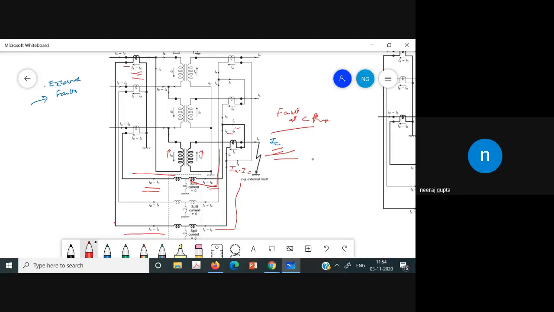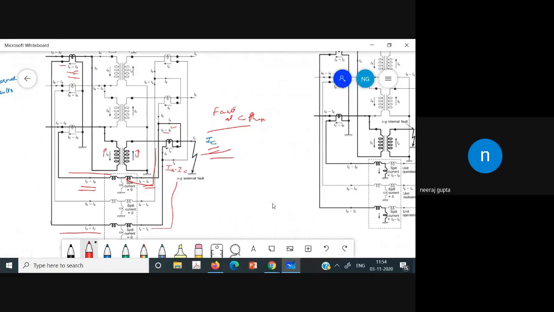So IA minus IC is balanced by IA minus IC, and IC minus IB is balanced by IC minus IB, and no spill current is flowing during the external fault. As a result, our differential protection is working well in case of an external fault. So this is the case of the external fault. Now we can discuss the case for the internal fault.